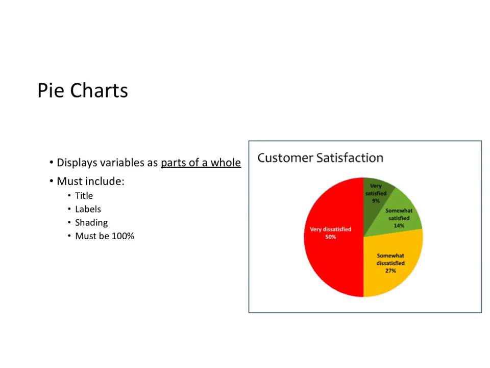Pie charts. Pie charts display variables as parts of a whole. They must have a title, so we're talking about customer satisfaction this time. Notice we have our labels: very dissatisfied, very satisfied, somewhat satisfied, and somewhat dissatisfied. Notice how each of our pie sectors is nice and shaded in a different color, and our percentages must add to give me 100%.